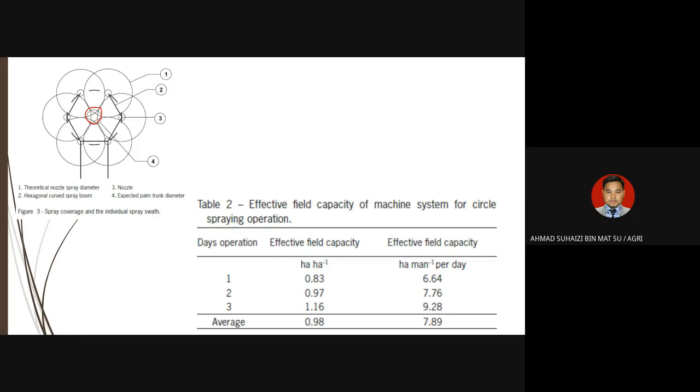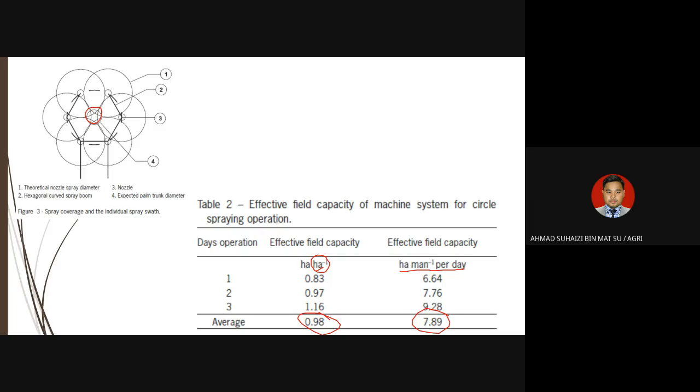The days of operation are up to 3 days. On average it is about 1 hectare per hour. I think this is the capacity on a man-hour basis. So the effective capacity is hectare per man per day. It is about 8 hectare per man per day with tractors.